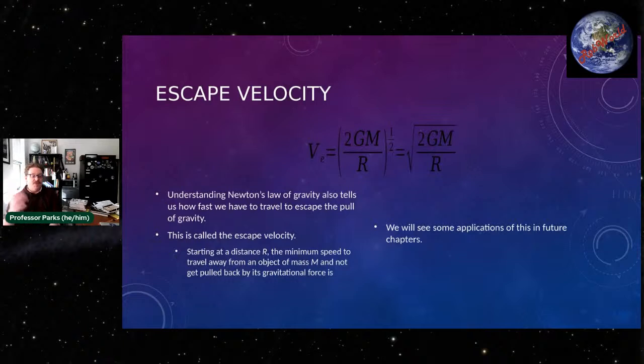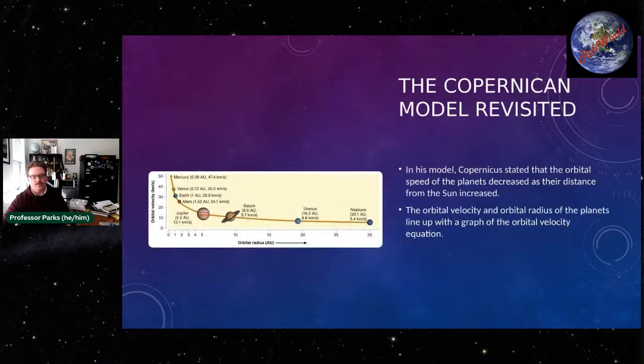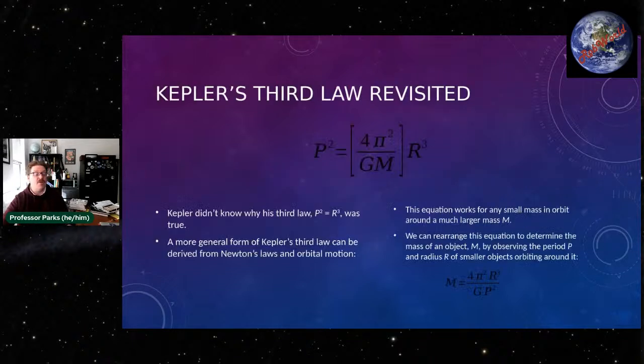If you want to escape the Earth, and you can verify my math, I believe it's 11.2 kilometers per second. It is the square root of 2GM over r. So it is a square root of 2 times larger than the circular velocity. So let's go back to Kepler's third law.